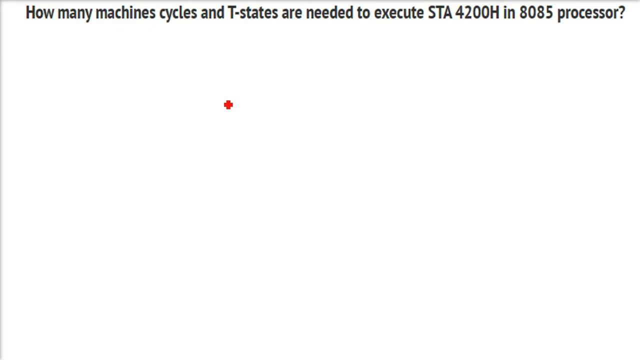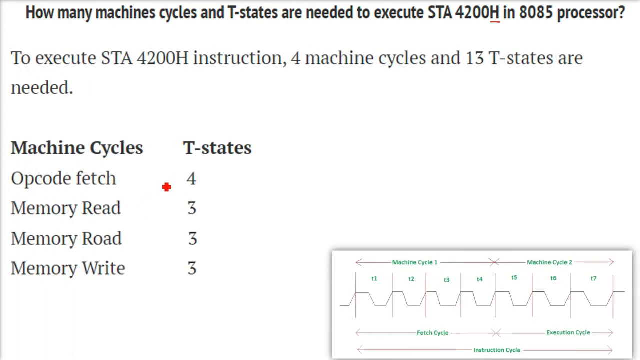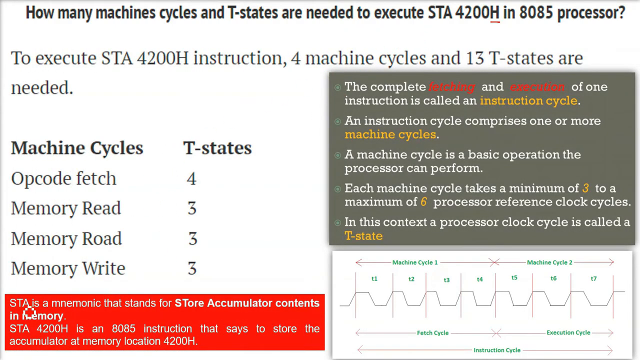How many machine cycles and T states are needed to execute STA 4200H in the 8085 processor? H is for hexadecimal. First, you must know what STA is. STA is a mnemonic for store accumulator. ST for store, A for accumulator. STA is used for storing the content of the accumulator into memory. So when you have STA 4200, whatever is in the accumulator has to be stored in the location whose memory address is 4200. This is an 8085 instruction that stores the accumulator at a memory location.